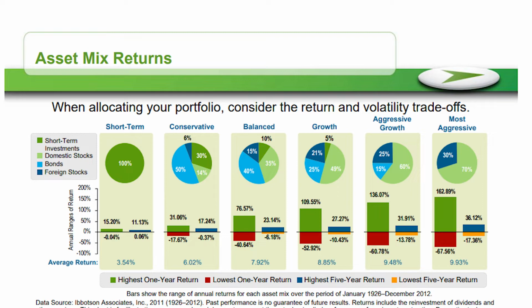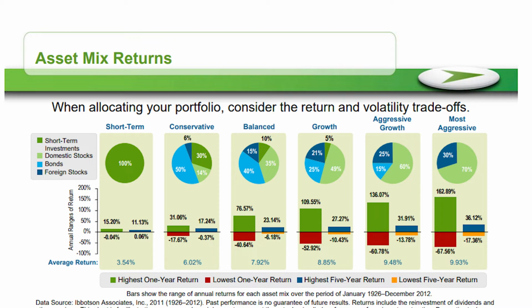Whereas someone that's more on, let's just say the balanced side, is less risk, but it's less reward. So as you can see, a person's putting 40% into bonds, 35% into stocks, 15% in international stocks. Their highest one-year return, 76.57%. Their lowest one-year return, 40.64%. And then as you can see, the highest 5-year return, 23.14%, and the lowest 5-year, negative 6.18%. And that average annual return is 7.92%.